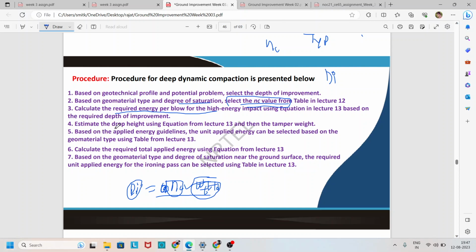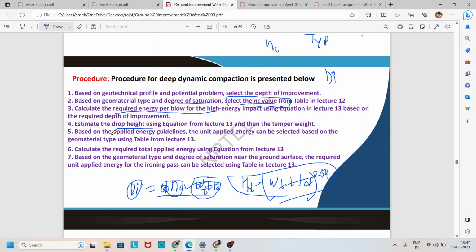Then we estimate the drop height. One empirical formula is also given for that, HD is equal to WT into HD to the power 0.5. By this formula, we can also find out the height of drop. Then we discuss one table for total energy.